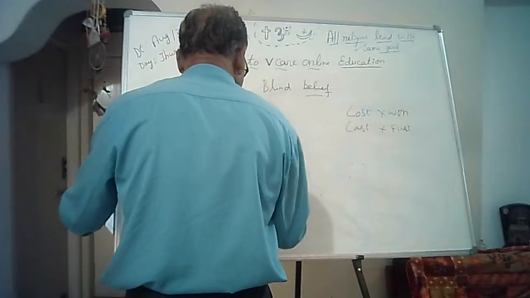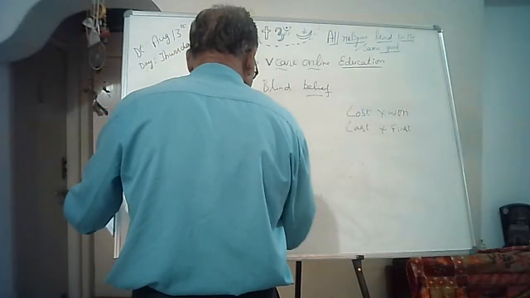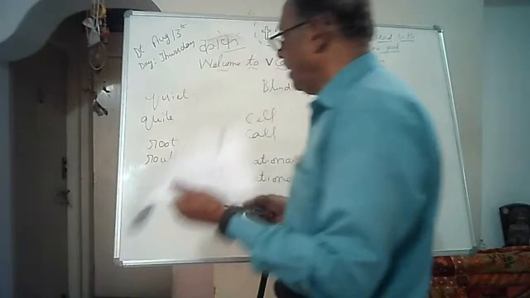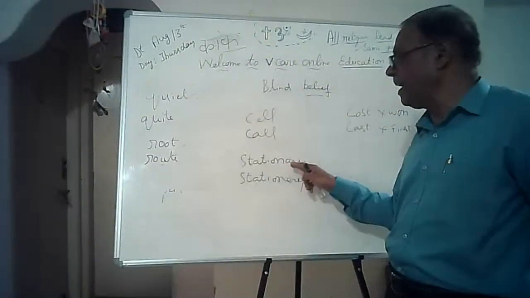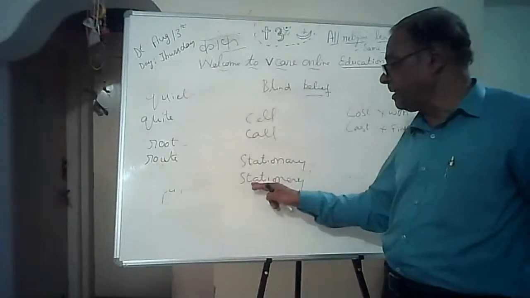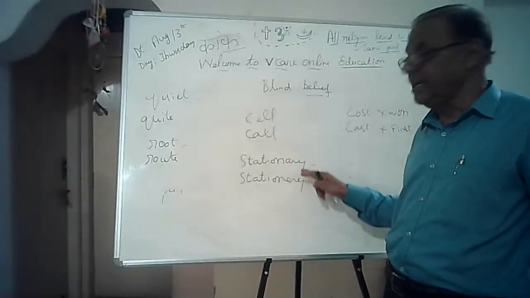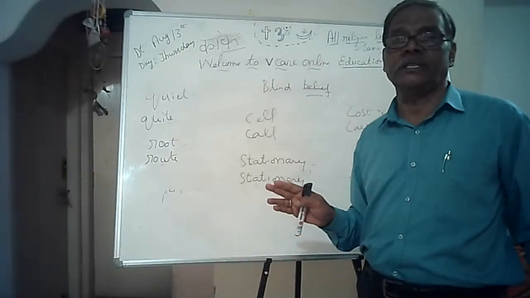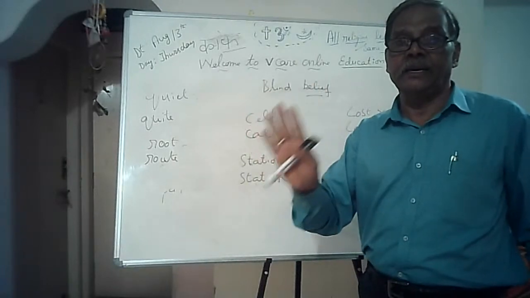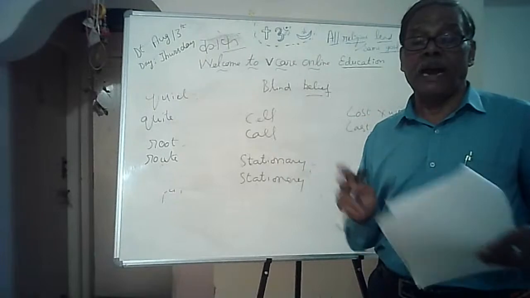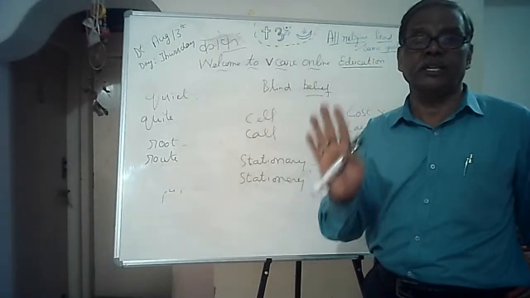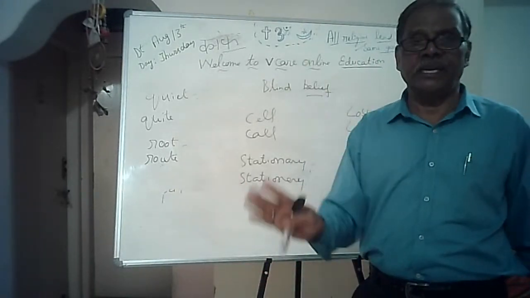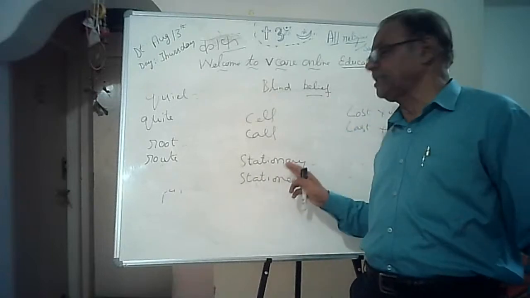Now coming to next, stationary. S-T-A-T-I-O-N-A-R-Y. One more stationery is there, S-T-A-T-I-O-N-E-R-Y, which gives a different meaning. S-T-A-T-I-O-N-A-R-Y is stationary; it doesn't move. The sun is stationary. Anything which doesn't move is called stationary. All the planets are not stationary, but the sun is stationary, it doesn't move. The building is stationary. The rock is stationary, it will not move.